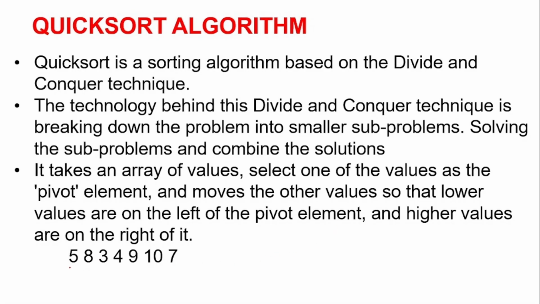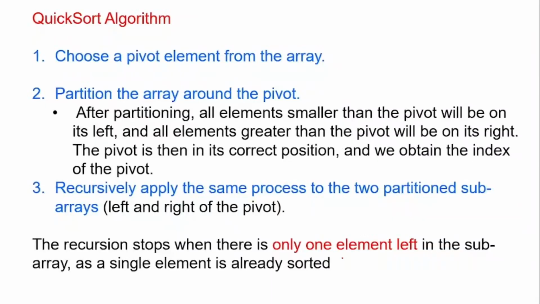For example, in this array, let us consider 5 as the pivot element. So, all the other elements: 8, 3, 4, 9, 10, 7. The elements which are smaller than 5 will be kept on the left side and all the elements which are greater than 5 will be kept on the right-hand side. So what are the values which are lesser than 5? 3, 4. The elements which are greater than 5 are 7, 8, 9, 10. So now 5 is in the appropriate position.